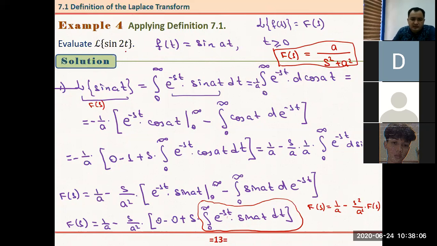So in this case, now if you just find the Laplace transform, what is it? What is our a here? a is equal to 2. So the Laplace transform is equal to 2 over s squared plus 4. Okay. This is how we calculate, guys.